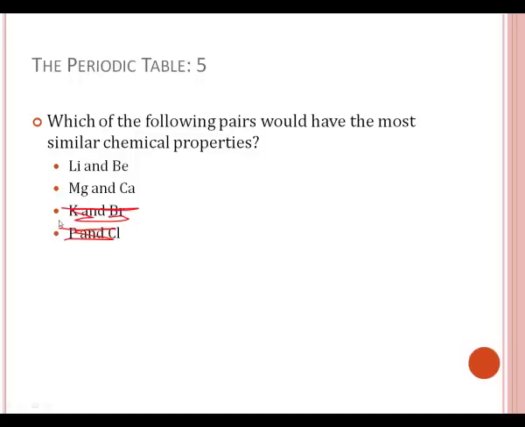Now in the modern periodic table, the elements are grouped based on similar properties. So the groups are the columns. Lithium and beryllium are in different columns, so they're going to have less in common than magnesium and calcium, which are in the same column. So we can eliminate lithium and beryllium, and that leaves us with magnesium and calcium.